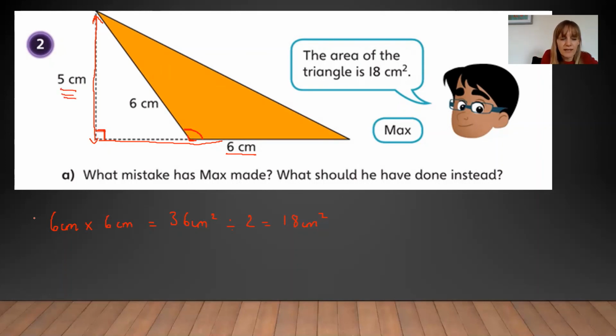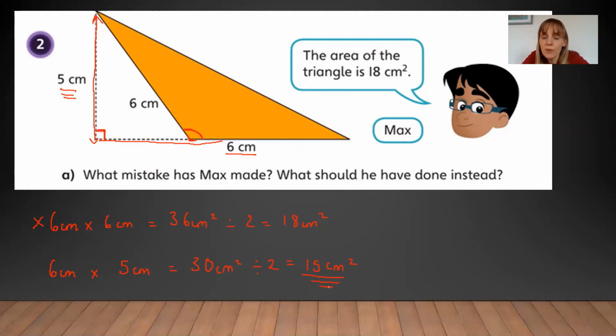So this one here is wrong. We needed to do 6 centimetres for our base and times it by 5 centimetres for our height, which would give us an answer of 30 centimetres squared. Now, because it's a triangle, we've then got to half that. So half of 30 centimetres squared is 15 centimetres squared, and that is the correct area of our triangle.